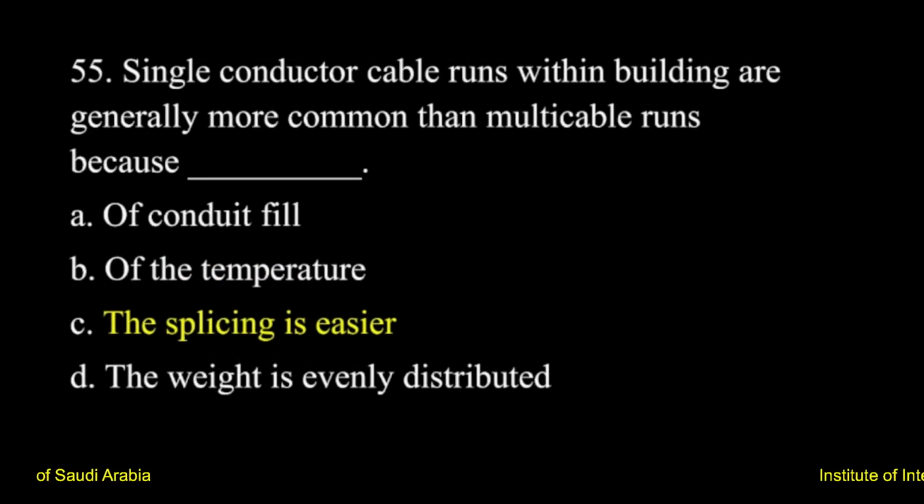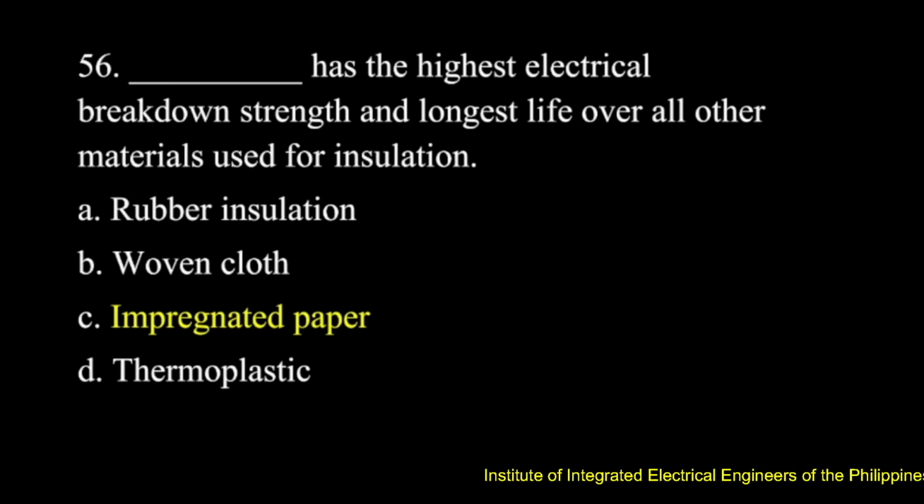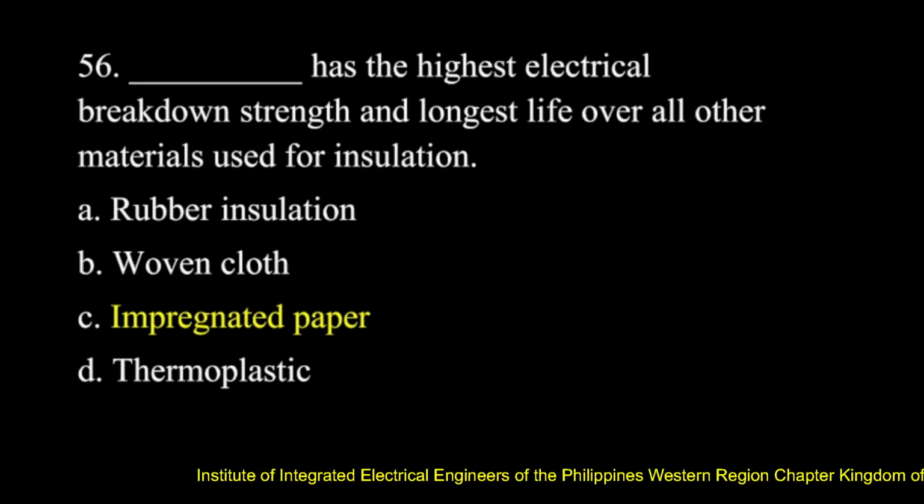Single conductor cable runs within building are generally more common than multi-cable runs because blank. A. Of conduit fill. B. Of the temperature. C. The splicing is easier. D. The weight is evenly distributed. Blank has the highest electrical breakdown strength and longest life over all other materials used for insulation. A. Rubber insulation. B. Woven cloth. C. Impregnated paper. D. Thermoplastic.